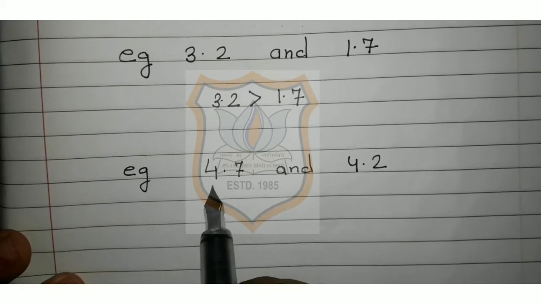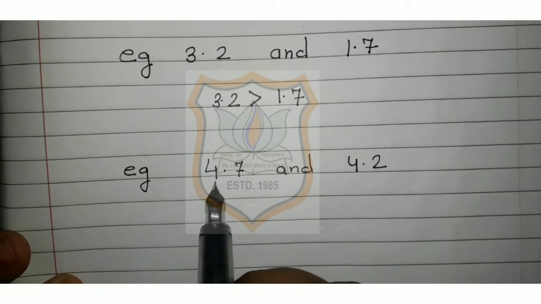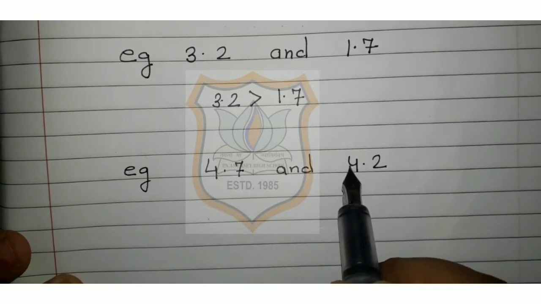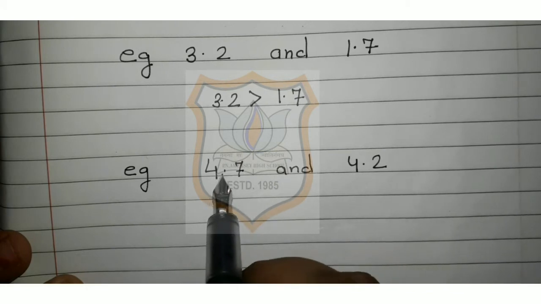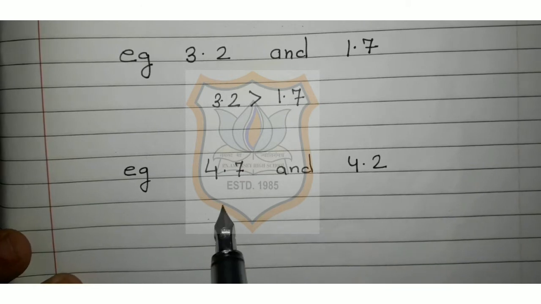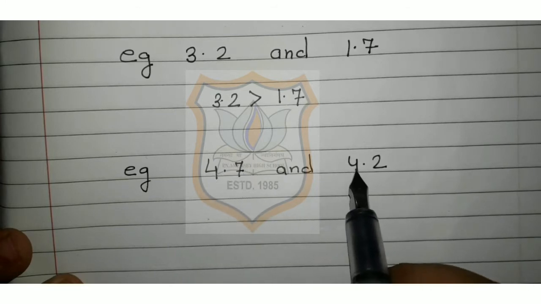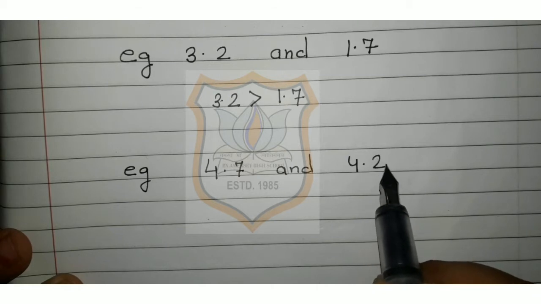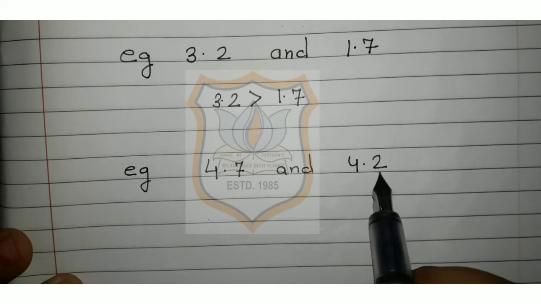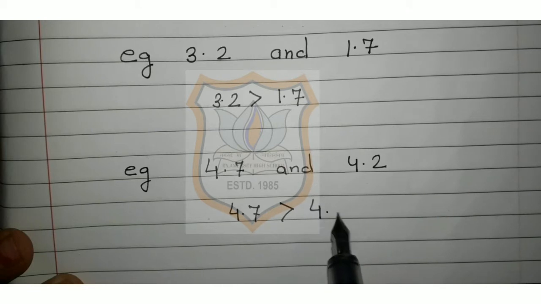Another example is 4.7 and 4.2. First, we will compare the first number, that is, before the decimal. In both the numbers, before the decimal is 4. Here also 4 and here also 4. So they are the same. Now, we will compare the number after the decimal. In 4.7, after the decimal is 7, and in 4.2, after the decimal is 2. So we can say that 7 is greater than 2. So 4.7 is greater than 4.2.